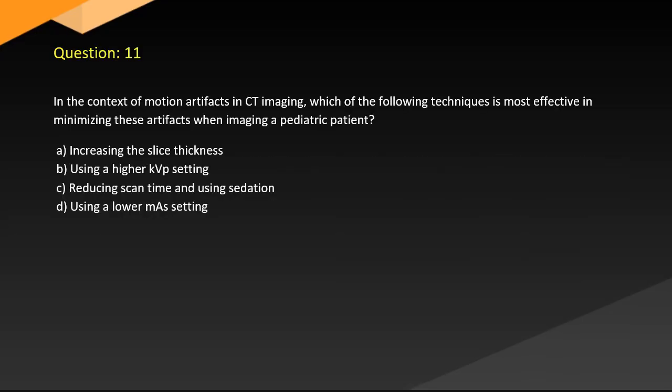Question 11. In the context of motion artifacts in CT imaging, which of the following techniques is most effective in minimizing these artifacts when imaging the pediatric patient? A. Increasing the slice thickness. B. Using a higher kVp setting. C. Reducing scan time and using sedation. D. Using a lower mAs setting.